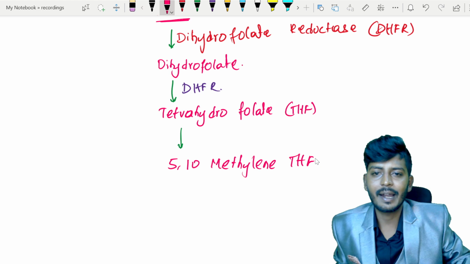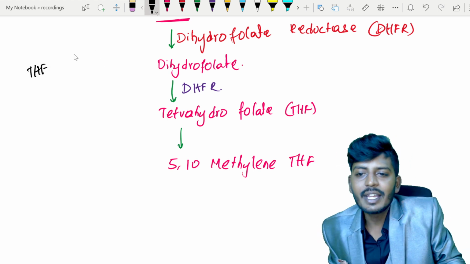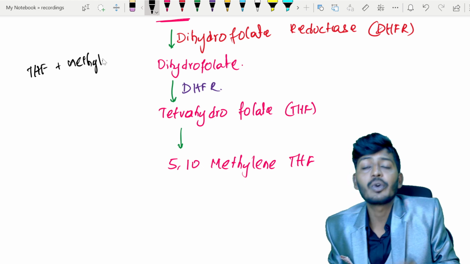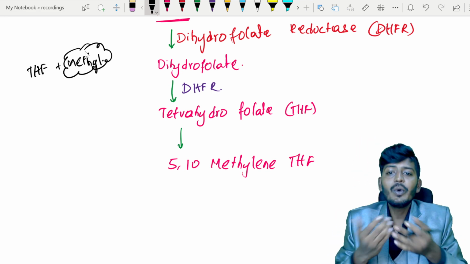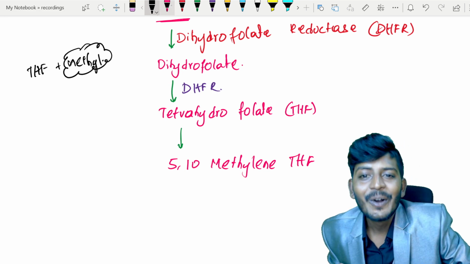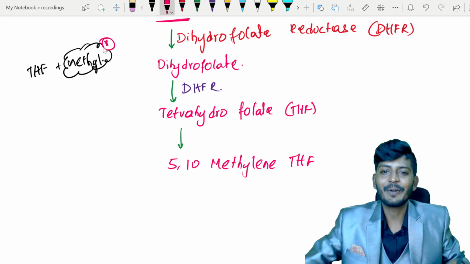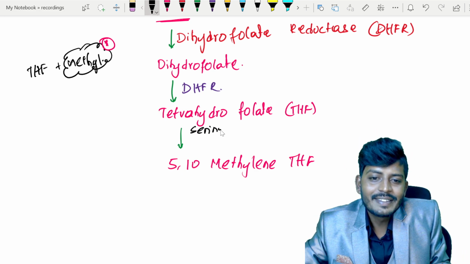So let's simply understand. We had something called THF. To this THF, I need to add a methyl group. So the question comes to us, who is giving this methyl group? Who is the donor here? Who will donate the methyl group? The methyl group is donated by your amino acid, that is your serine. What is that? Serine.